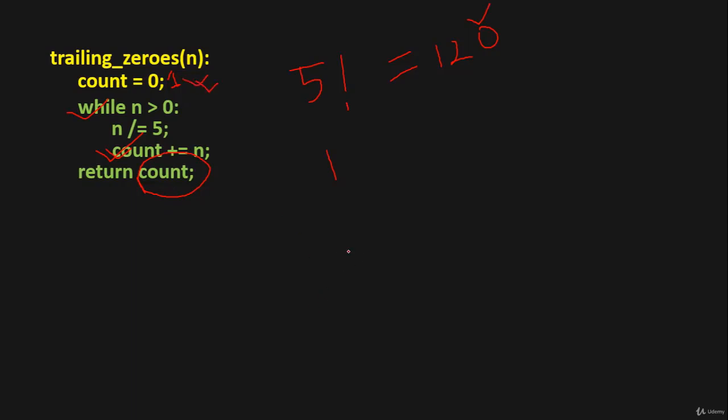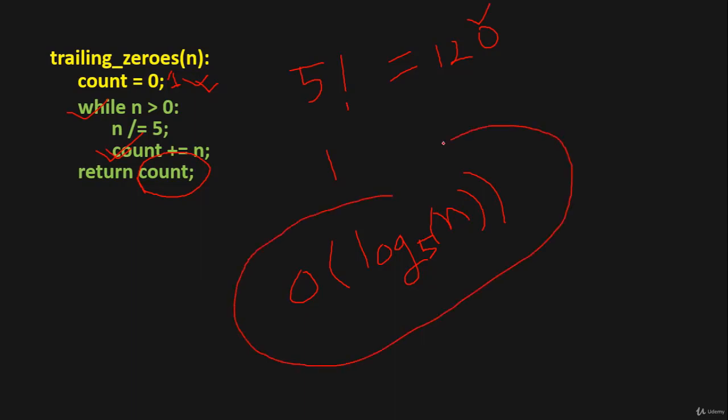This solution takes big O of log base 5 of n, where n is the given number, and this is the time complexity for this problem. It will take constant space complexity since we're just using one variable, count.